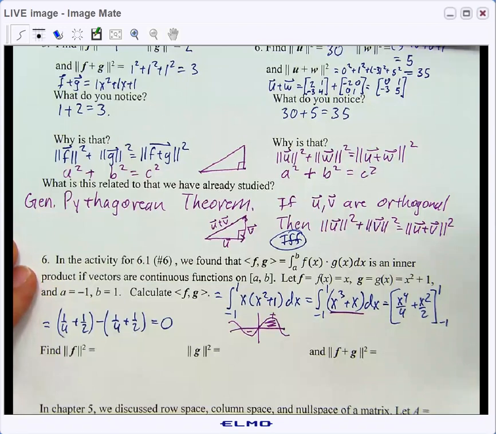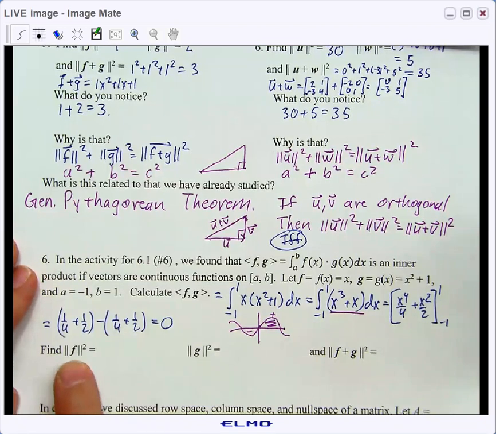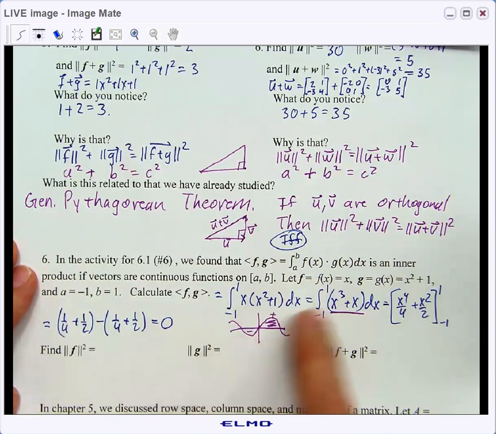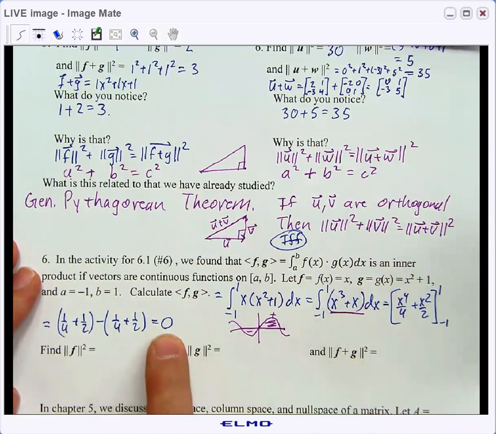Okay, so I'm going to pause here and let you find the magnitude of f, the magnitude of g, and the magnitude of f plus g, and then square each of those. And notice that they are orthogonal, so something very important should happen right here.